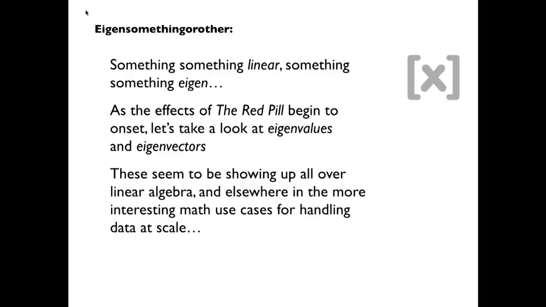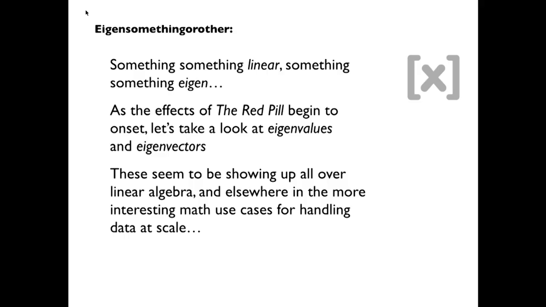Okay, the next section is about eigenvalues and eigenvectors. You see eigen as a prefix for a lot of things in linear algebra. After a while, you just kind of roll your eyes and say it's eigen something or other. So that's the title of this, but it's a very important part of linear algebra. These seem to show up all over the place in linear algebra.